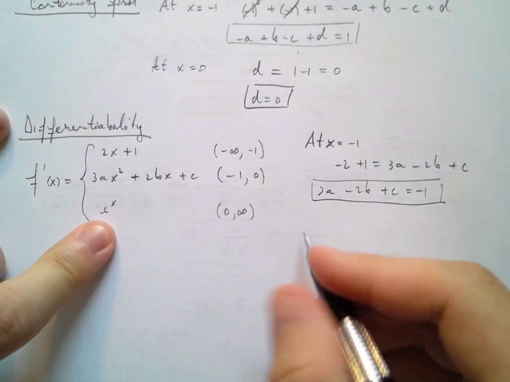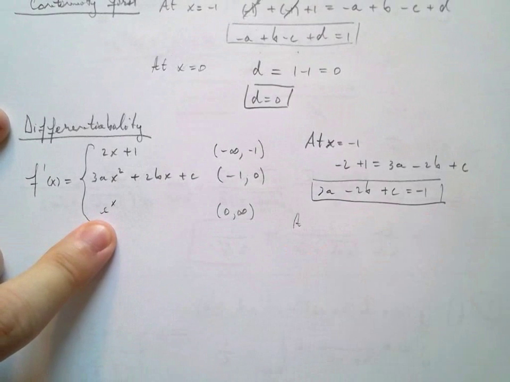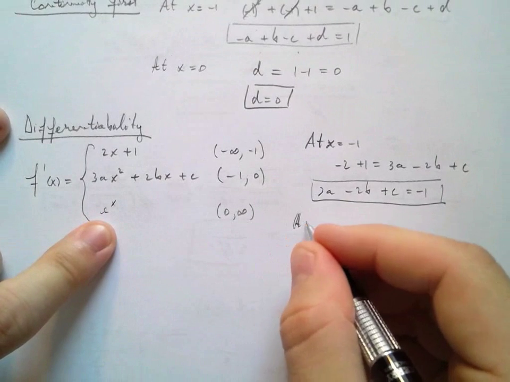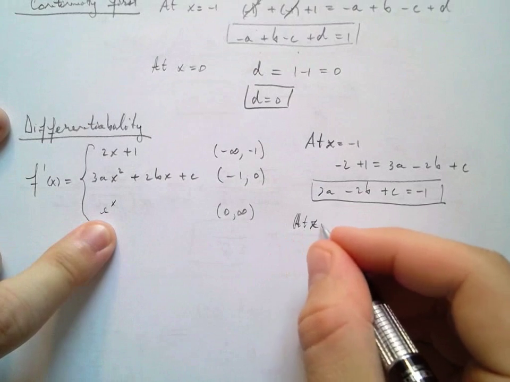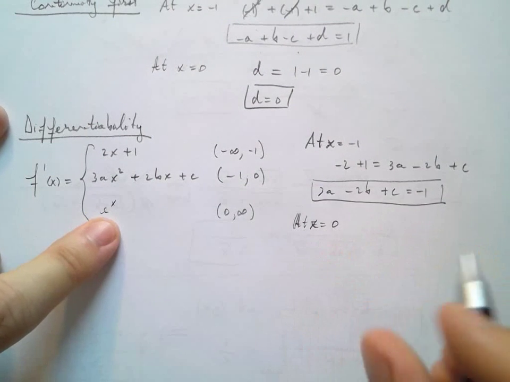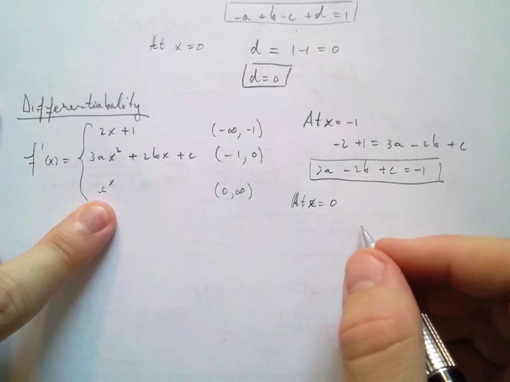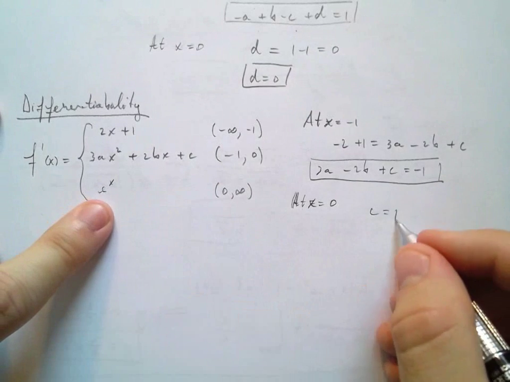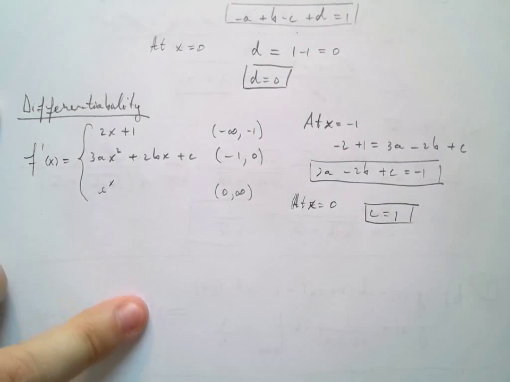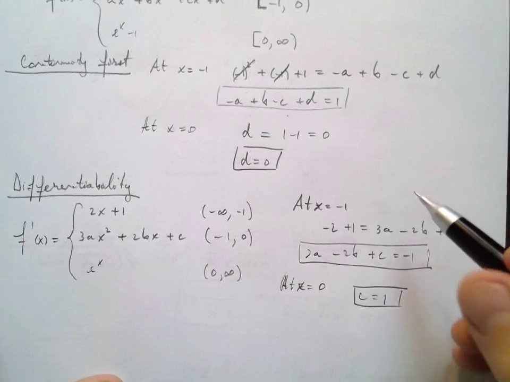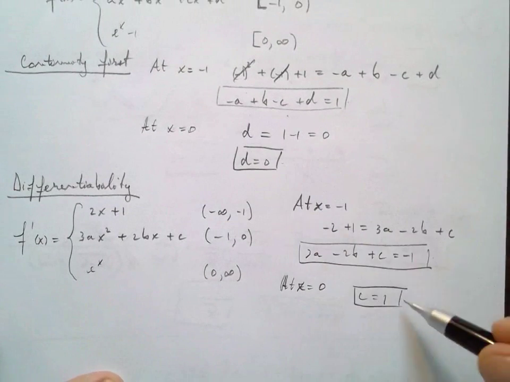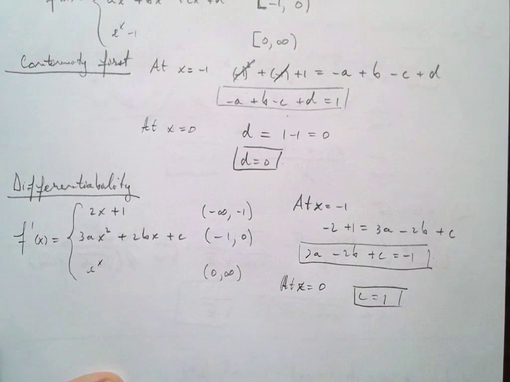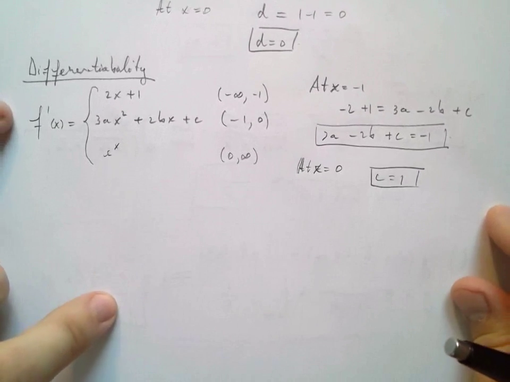And then for the other point at x equal 0, I immediately get that c is equal to 1. Perfect. So what do I have? I've just obtained 4 equations with 4 unknowns. So this is a system of equations, and I just solve, right? I'm able to determine the solution.